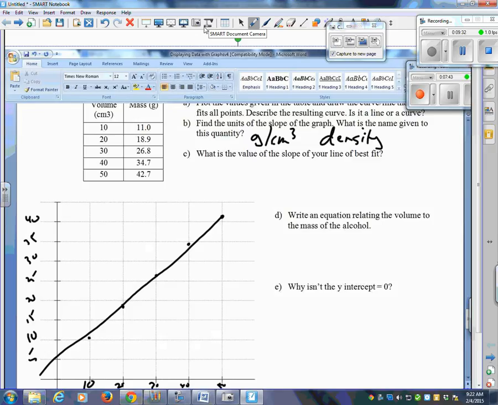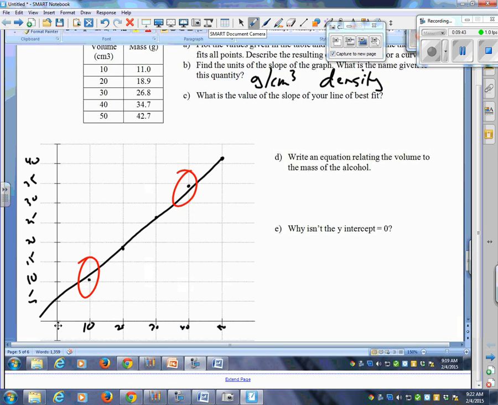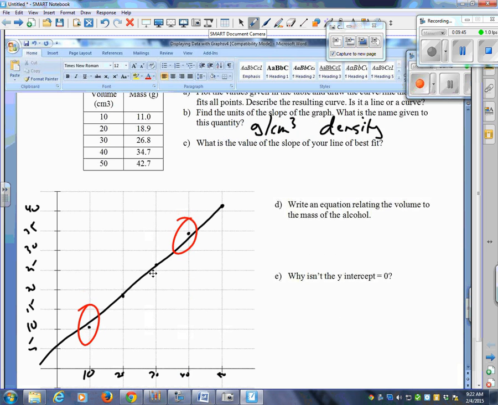On purpose, I am not going to pick the endpoints, because I want you to realize that you don't have to pick the endpoints. You have to pick 2 points, because does it go through 0? It does not. So I'm going to use these 2 points here. This one had a y value of 34.7, and this one has a y value of 11. This one has an x value of 40, and this one has an x value of 10. Does everyone know where those numbers come from?